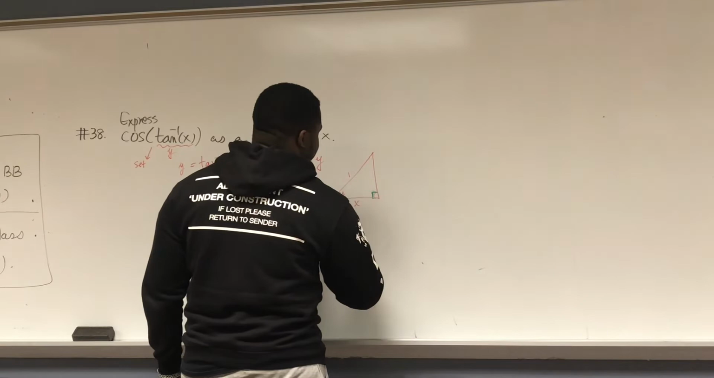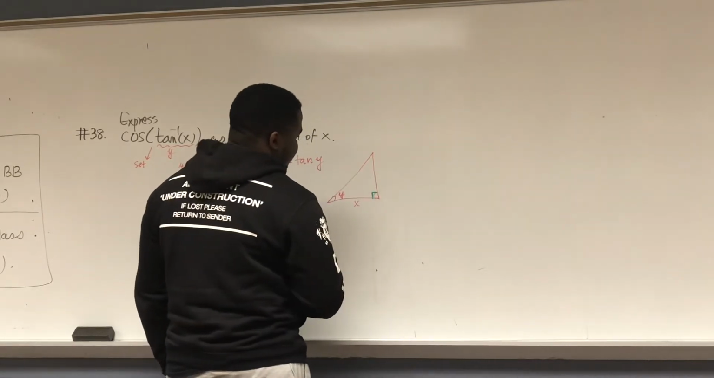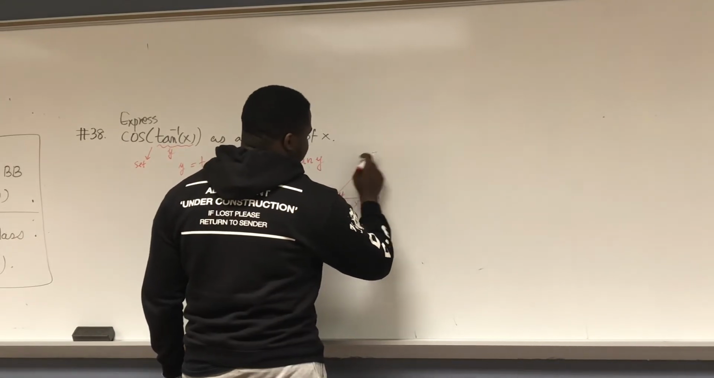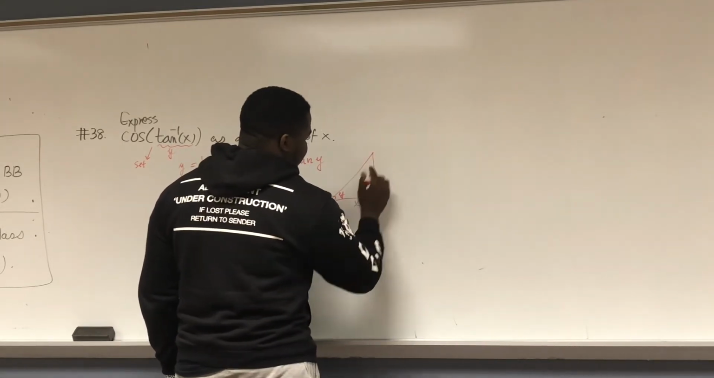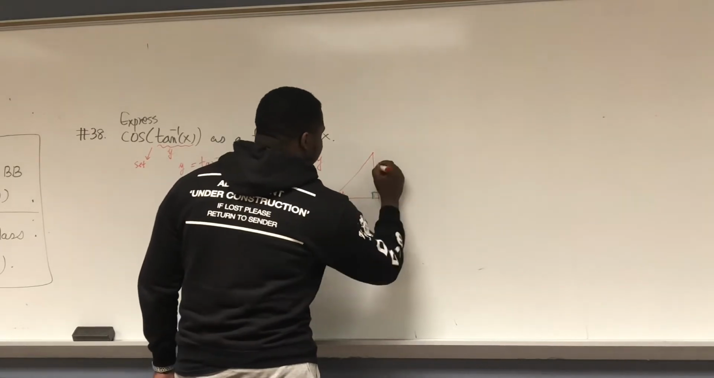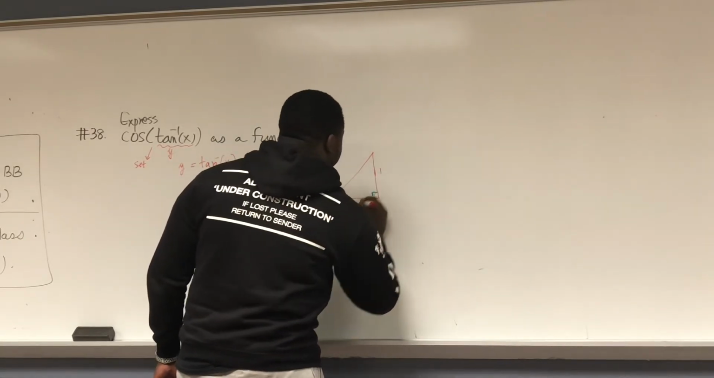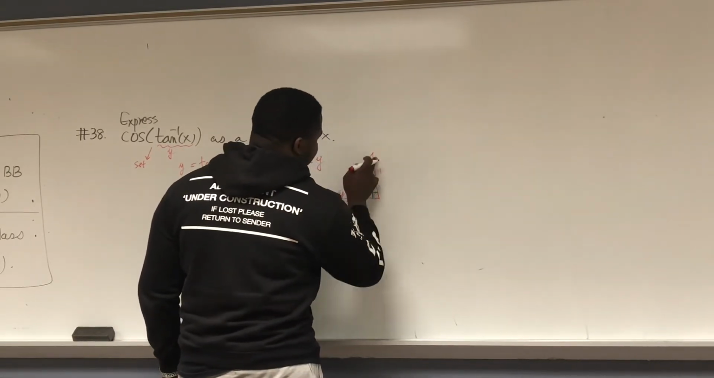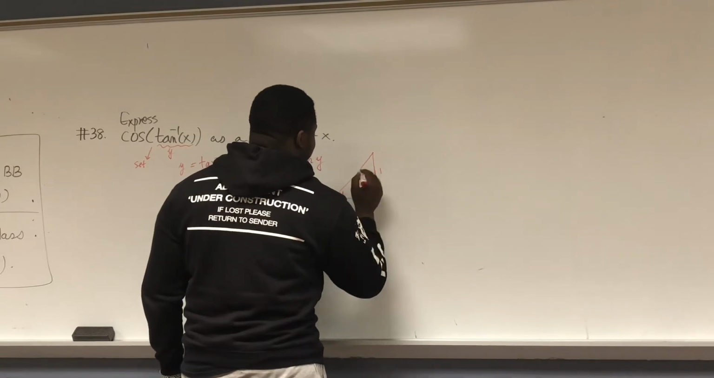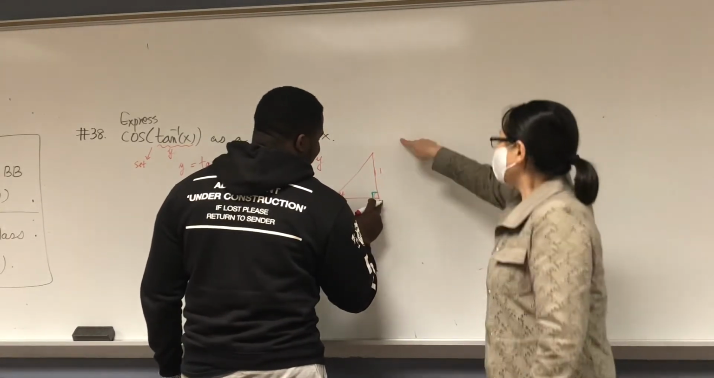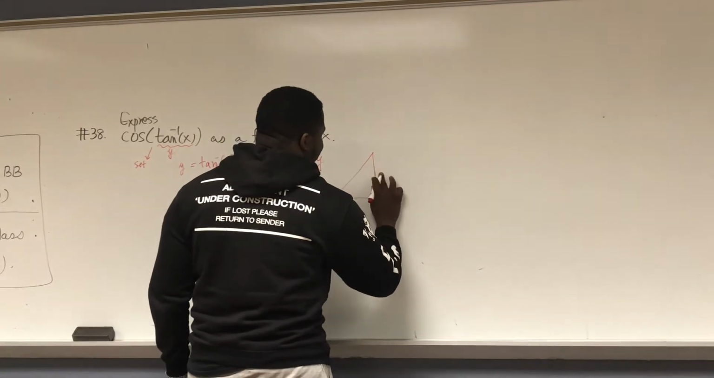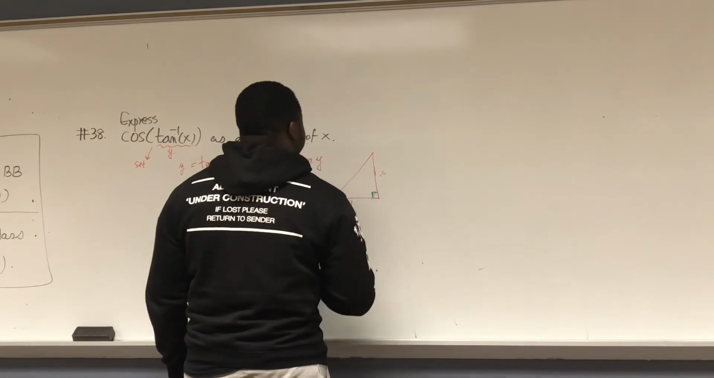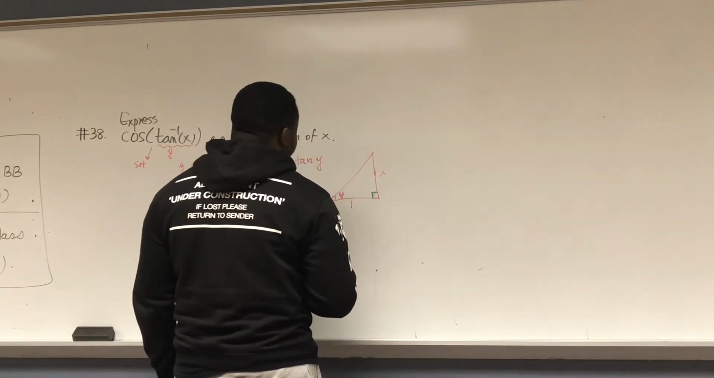Tangent y is x. Tangent y is x. What is tangent? You got lost. This is the tangent. And this one is x. And this one's what? And then how do you figure out the hypotenuse?